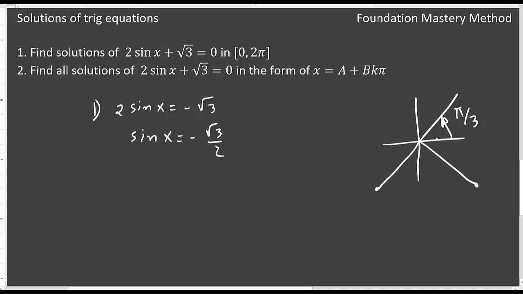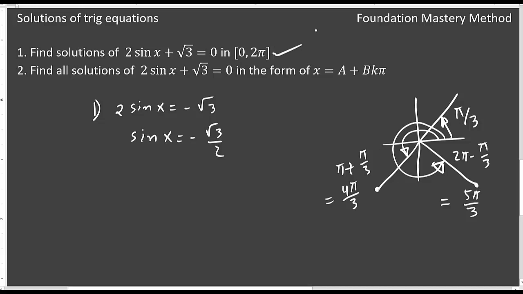So what is this in quadrant 3? So x will be that one, which is pi plus pi over 3. When you simplify, this is 4 pi over 3. So this is one angle. Another one, I can say from here to here, which is 2 pi minus pi over 3. If you simplify, you get 5 pi over 3. So for this part, our solution now we can say x equals 4 pi over 3 and 5 pi over 3. So we are done for the first part.